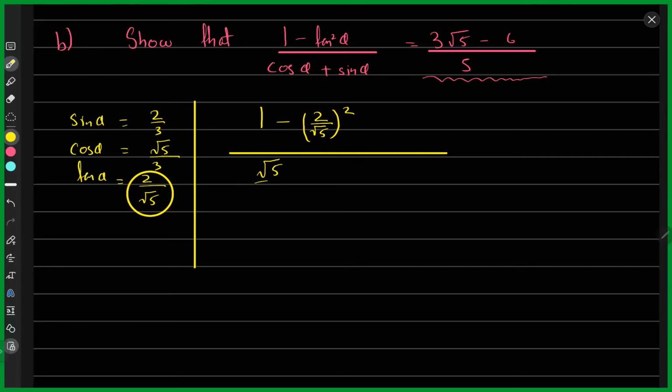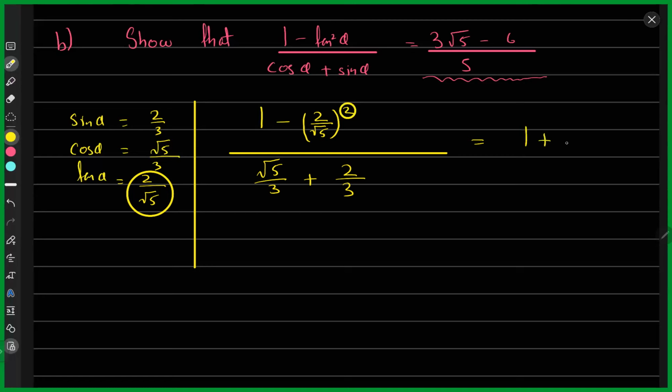That's √5 by 3 plus sin theta, that is 2 by 3. This is what we have, okay? So in the first step, I've just plugged in all the values. Let's quickly simplify this. This square would basically be square on both the numerator and denominator of the fraction.